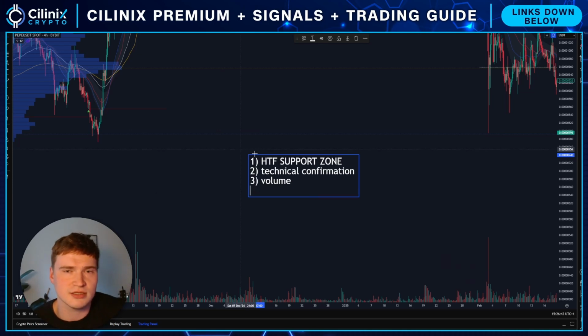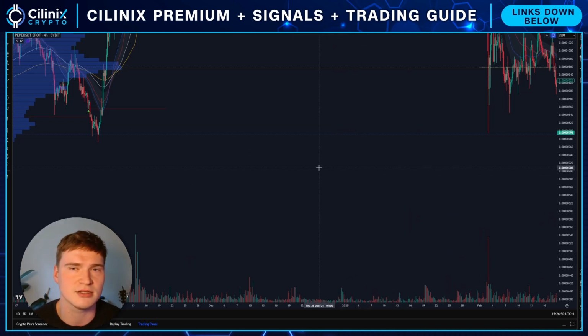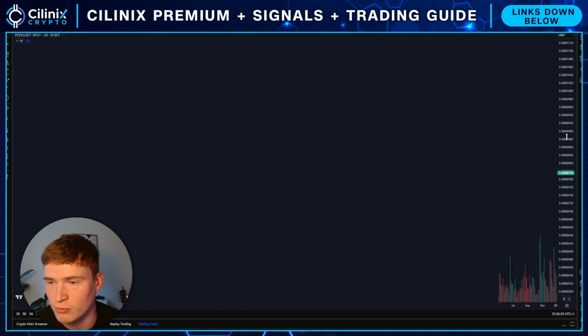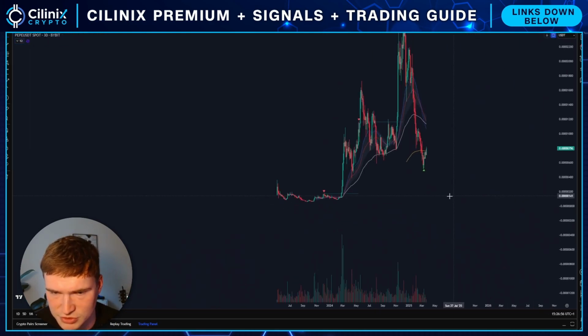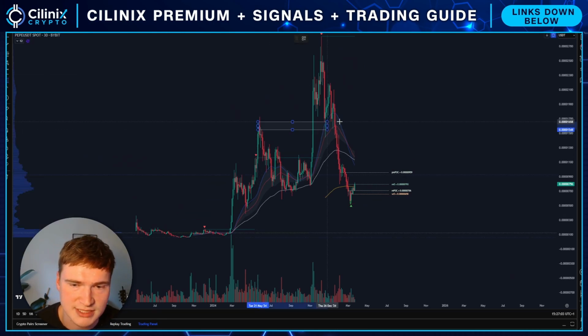But let's use these three, and let's actually use this in practice. The chart I wanted to use this for, where you can excellently see this, is actually Pepe. So first of all, step one, we want to find high time frame support levels. The first support levels you'll see on the chart if you do an analysis here, or at least key levels, are practically this zone.